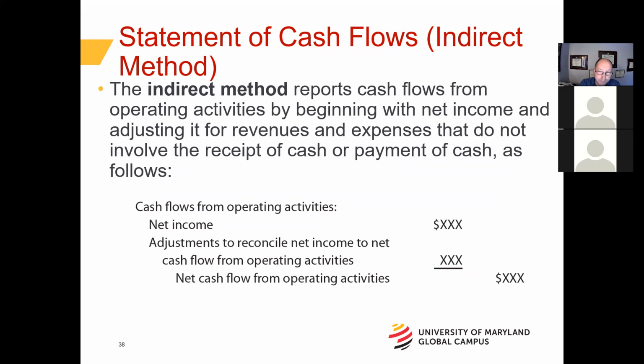Okay, the indirect method. The indirect method from operating activities begins with the net income from your income statement, at the bottom of your income statement, and adjusts the revenues and expenses that do not involve the receipt of cash. So you take your net income, you make adjustments to reconcile net income to get to your net cash flow from operating activities. You can see that this method is a lot more difficult to utilize than the direct method is. The reason why users will calculate the indirect method is because, it actually probably takes a little bit more time, but it conceals the day-to-day operations.